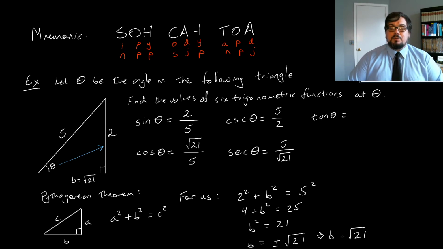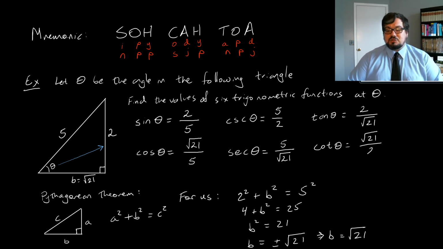Finally, we want to get tangent of theta. Tangent is opposite over adjacent. The opposite side is 2. The adjacent side has length square root of 21. We worked that out already. So tangent is 2 over the square root of 21, and cotangent of theta is the reciprocal of tangent. So it's the square root of 21 over 2.